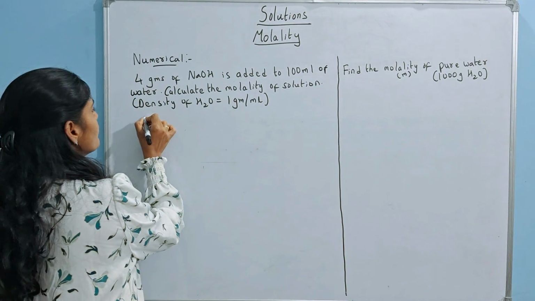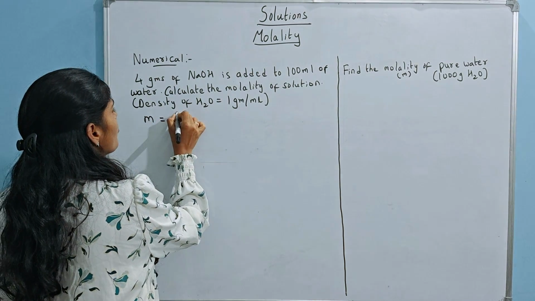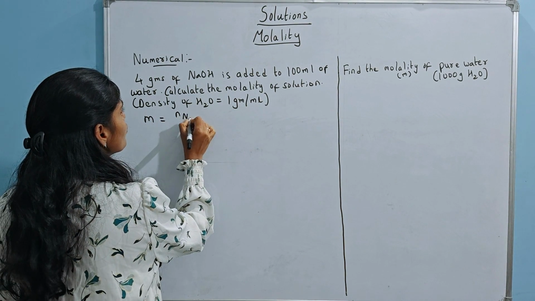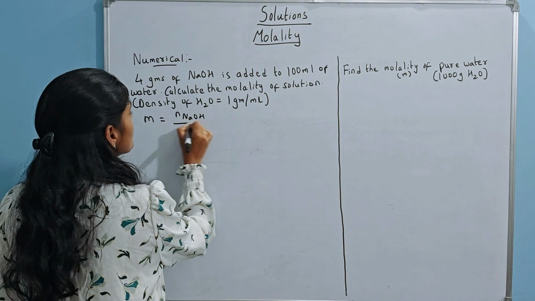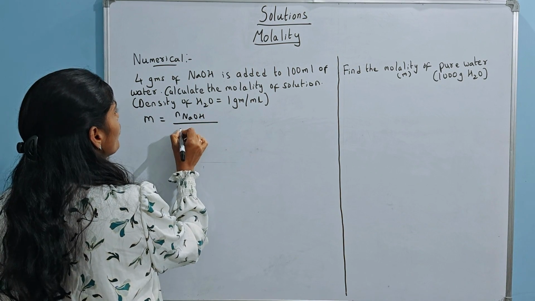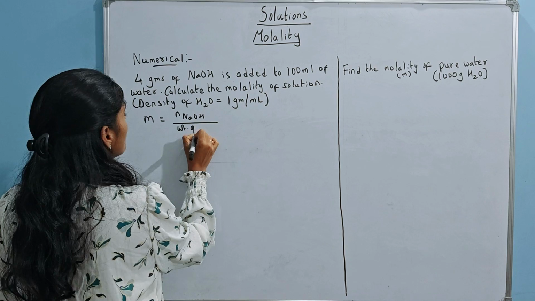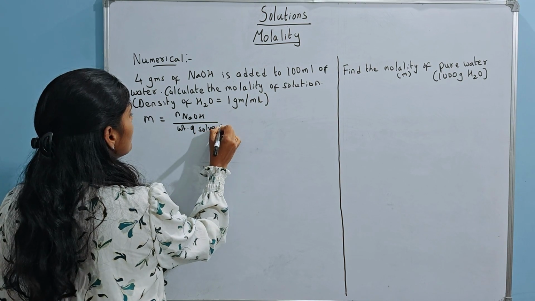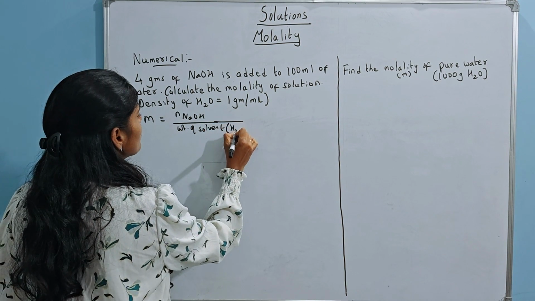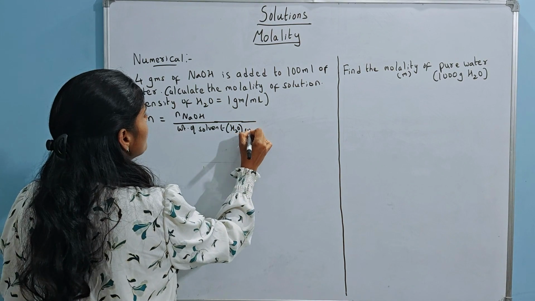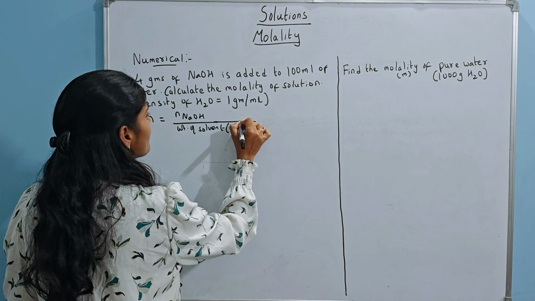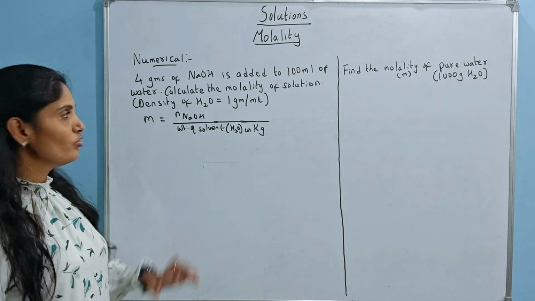So first let us write the molarity formula. Number of moles of solute. What is the solute here? NaOH, divided by weight of solvent. Okay, here what is the solvent? Water. Okay, we will write the weight in kg. So this is my formula.